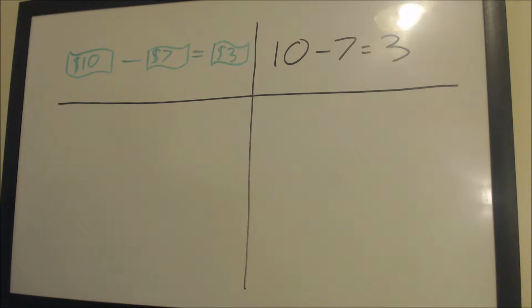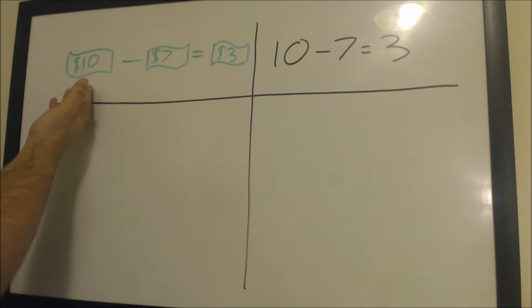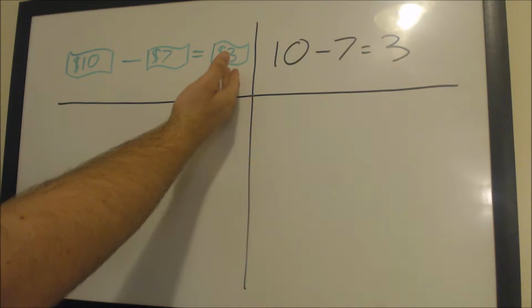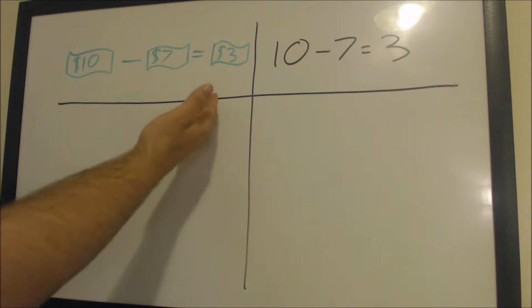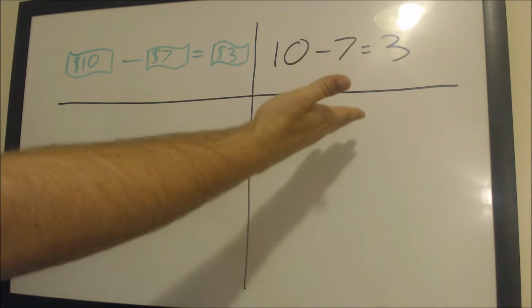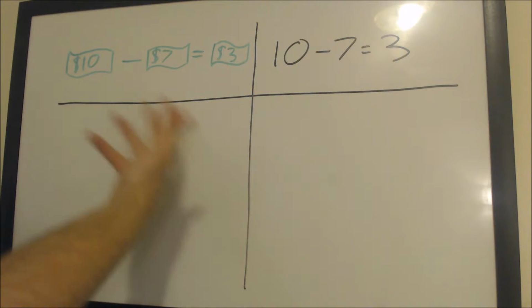Here's an example of a traditionally modeled subtraction problem. We can use money as an example. We have $10 minus $7 equals $3. If I have 10, I simply take away 7, and I have 3. So numerically, we can see over here, 10 minus 7 is 3. Here's what it would look like if we change this to an addition problem.